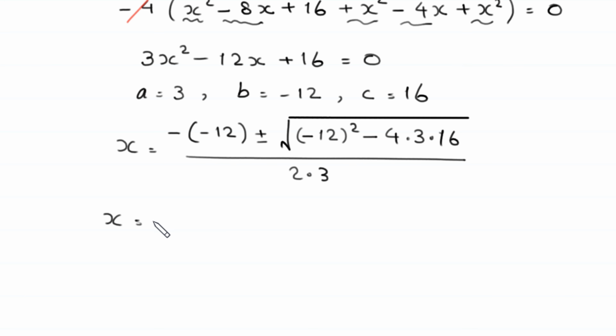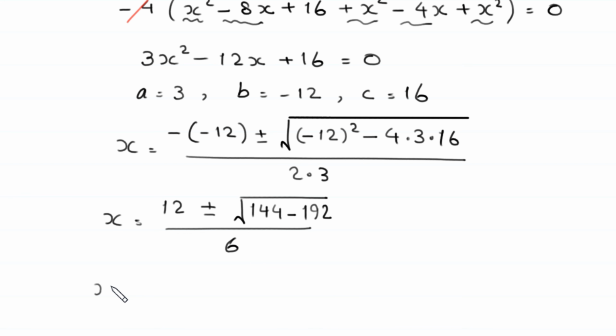Next, x is equal to negative times negative will become positive 12 plus or minus square root of this negative 12 squared will become 144 minus 4 times 3 is 12, 12 times 16 is 192, divided by 2 times 3 is 6. Next, x is equal to 12 plus or minus square root of 144 minus 192 will become negative 48 divided by 6.